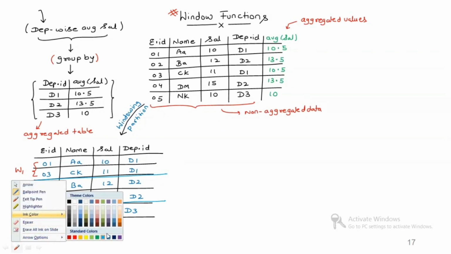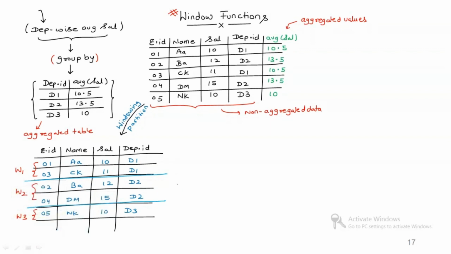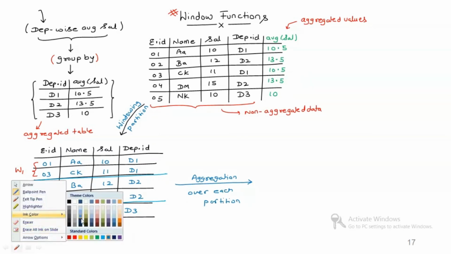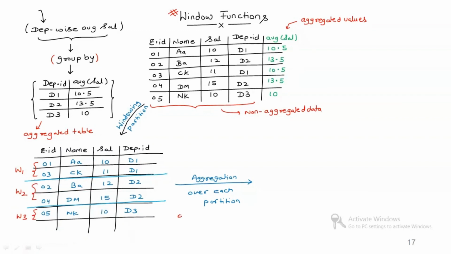Now on top of each window, I want to perform aggregation. The second stage is known as aggregation, which I am going to apply over each partition. Now what aggregations can we apply? I can use average, sum, min, max, count. I can use any of these aggregation functions.